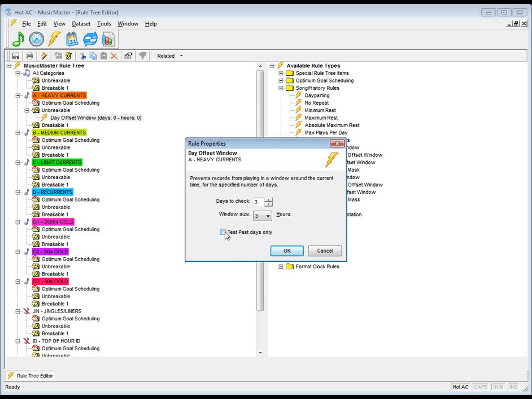We can also tell it to test past days only. This is advantageous so that you're only looking at past plays. However, if you're scheduling into the future, so you schedule a full week and then you go back and edit Monday's log, you might want to uncheck that box. That way when you're editing, it's looking at what's coming forward as well as what's already happened.